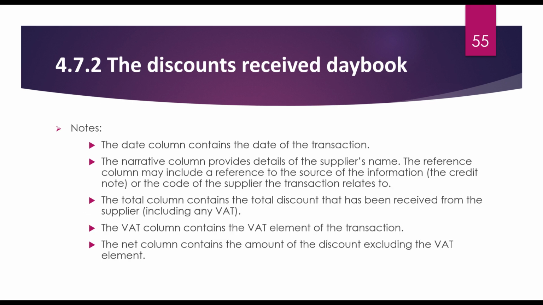Notes. The date column contains the date of the transaction. The narrative column provides details of the supplier's name. The reference column may include a reference to the source of the information, the credit note, or the code of the supplier the transaction relates to. The total column contains the total discount that has been received from the supplier, including any VAT. The VAT column contains the VAT element of the transaction. The net column contains the amount of the discount excluding the VAT element.